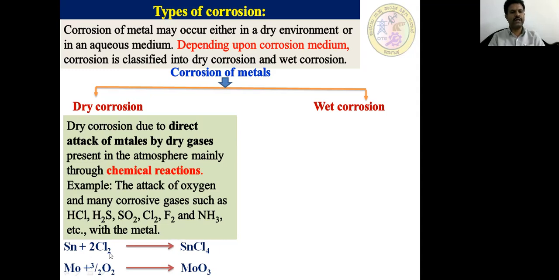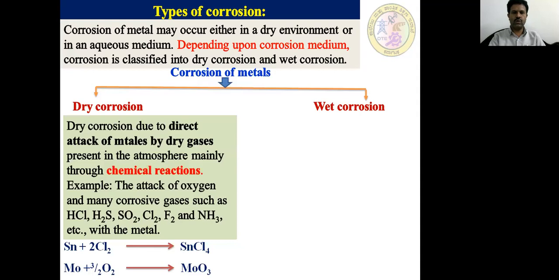Here tin reacts with chlorine gas and forms stannic chloride. It is a volatile product, hence it starts evaporating, a fresh surface is exposed to the atmosphere, and again destruction occurs. Another example is molybdenum, which when it reacts with oxygen is converted into MoO3. So the attack of oxygen and many corrosive gases such as HCl, H2S, SO2, Cl2, F2, and ammonia on the metal is responsible for dry corrosion. But this type of corrosion is less common in nature.